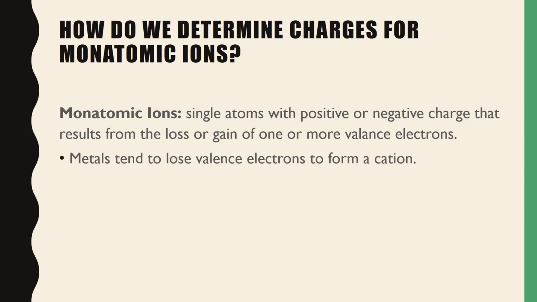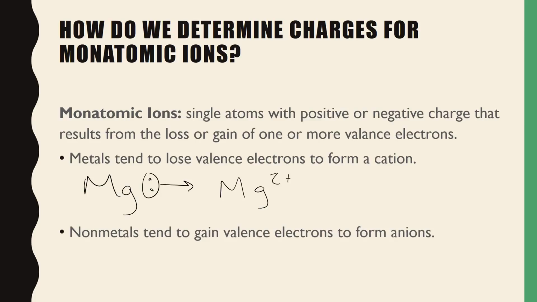Metals tend to lose valence electrons, so magnesium is going to lose its 2 valence electrons to gain a positive 2 charge. You also know that nonmetals tend to gain valence electrons to form anions. So oxygen, with its 6 valence electrons, is going to gain 2 more, and it's going to become O2 minus to form an anion. And they do this to reach noble gas configuration and stability.